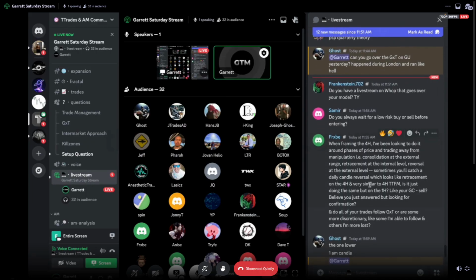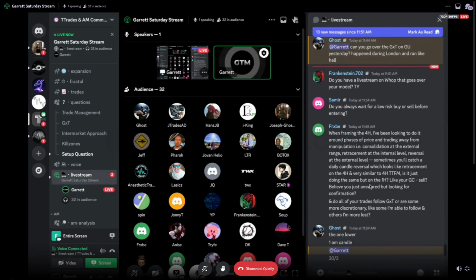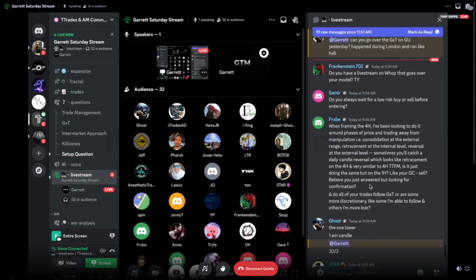3 minute 4 hour. Been looking to do it around basic price and trading away from manipulation consolidation. Yep. Which is I'm just kaiji. So which looks like a choice. Just doing the same. Just sell.